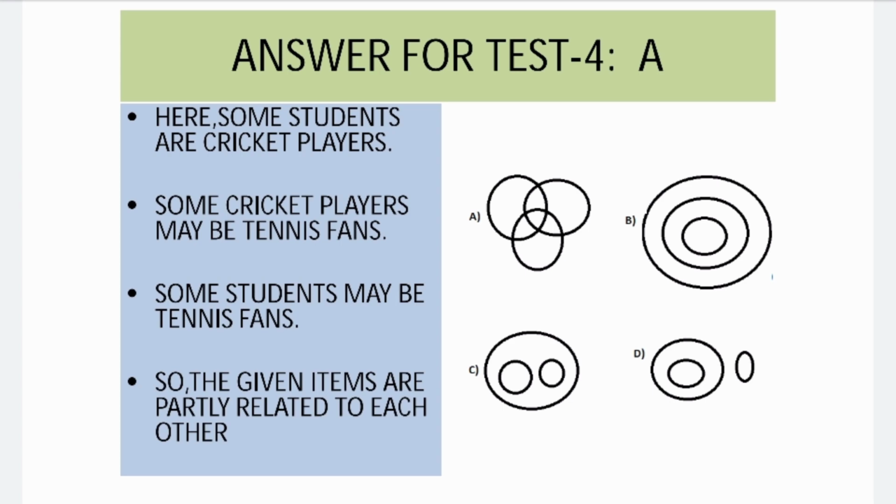It means that a student may be a cricket player, and not only a student, a cricket player who is not a student may be a tennis fan, and some students may be tennis fans. So here the representation will be 3 circles intersecting each other.